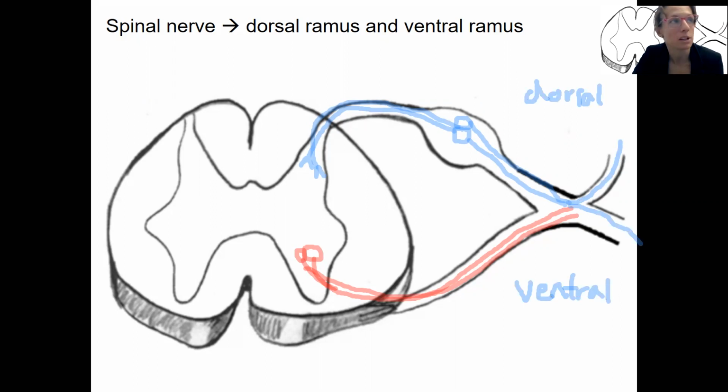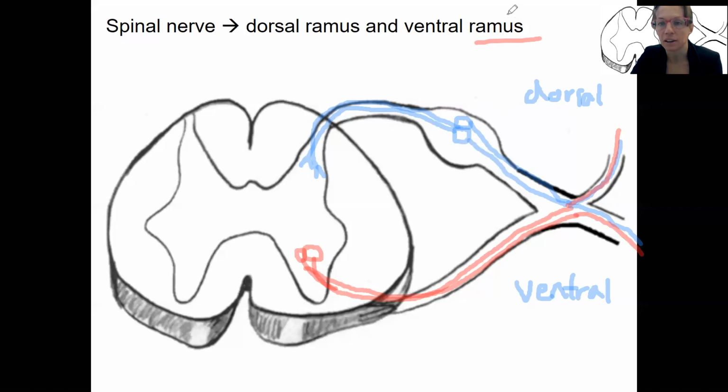And same with the motor information. So if we go to look at our motor neurons, we've got two different somatic motor neurons in the ventral horn of the spinal cord. Those neurons are going to all go through the ventral root. They're all going to go through the spinal nerve, but then some might go through the dorsal ramus and some might go through the ventral ramus. So there's that split. Those are the rami.